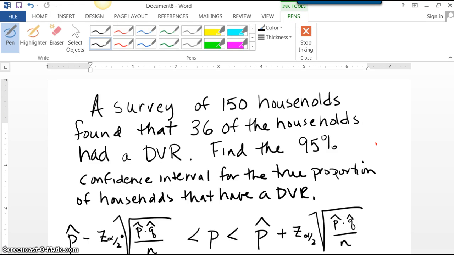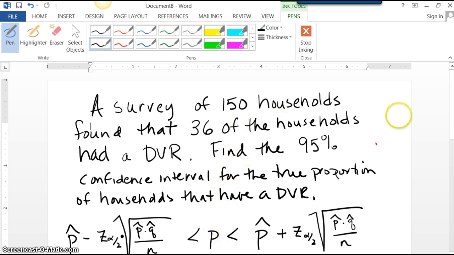This is going to demonstrate finding a confidence interval for the population proportion. It says a survey of 150 households found that 36% of the households had a DVR, and we'd like to find the 95% confidence interval for the true proportion of households that have DVRs.